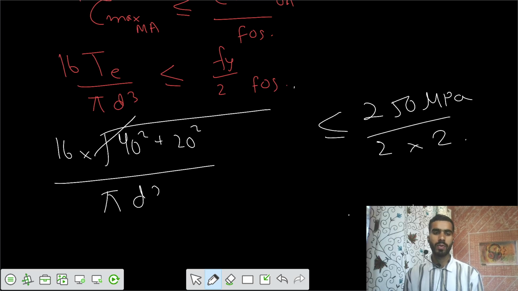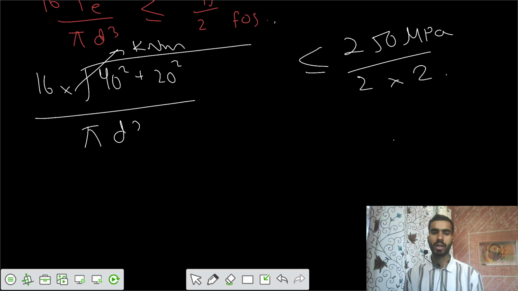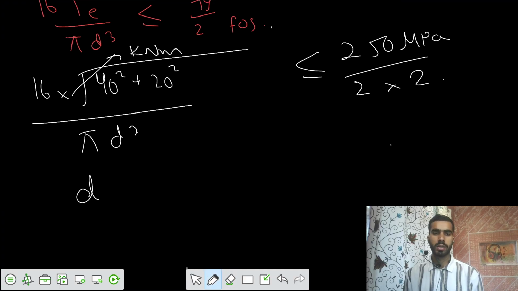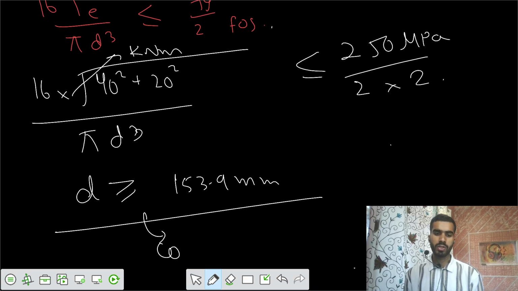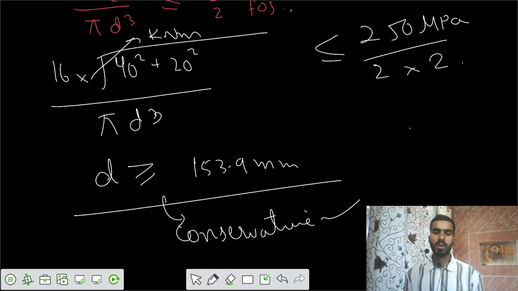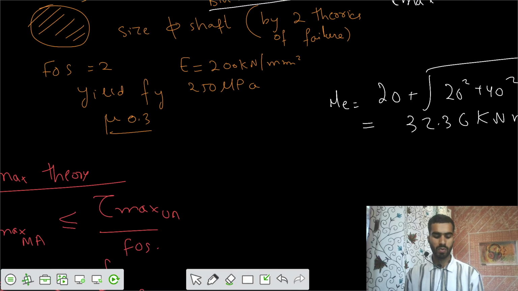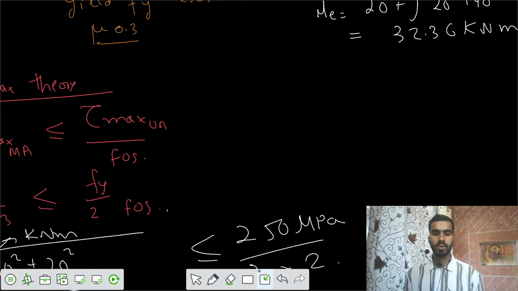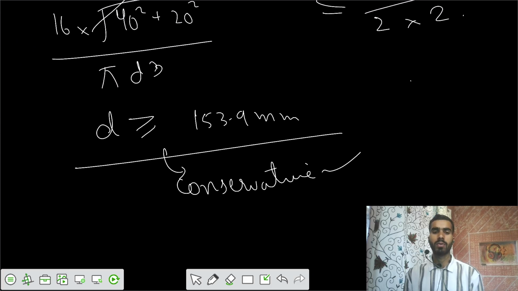This value is in kilonewton meter, and this one is in Newton per millimeter square, so accordingly you can convert, and you would get a diameter of 153.9 millimeter. The maximum shear stress theory gives you a conservative value for design, so it gives you more diameter. That diameter is 154, and in the first case the diameter was 138. So the first theory underestimates the strength of the ductile material, and we can use the second one for the design.